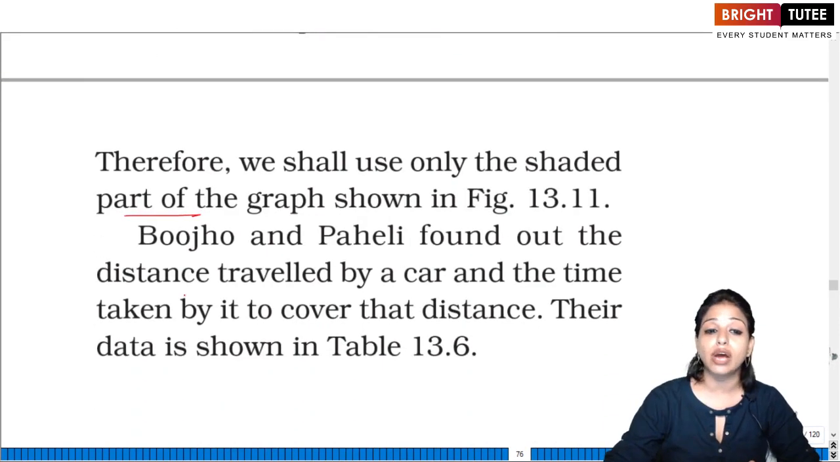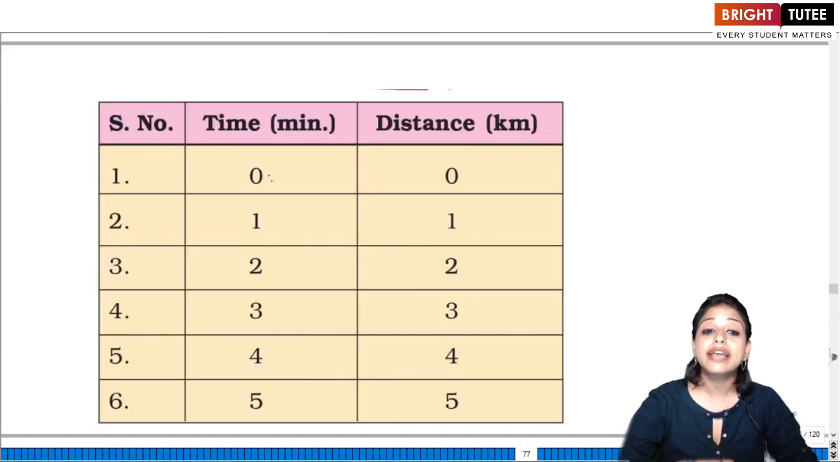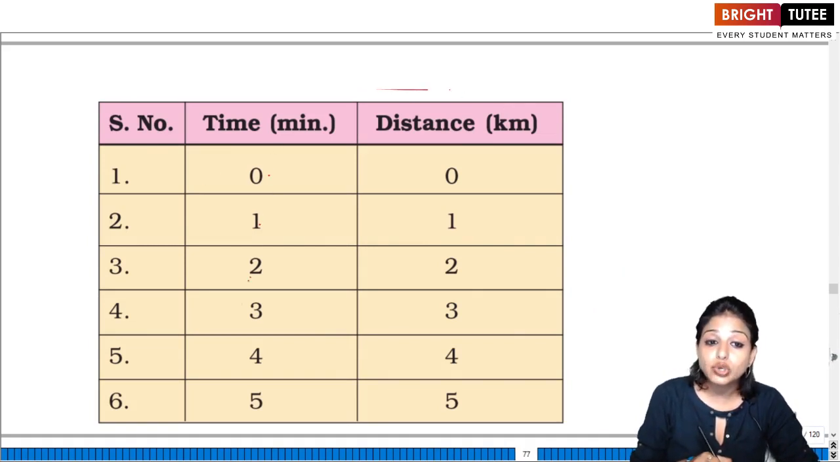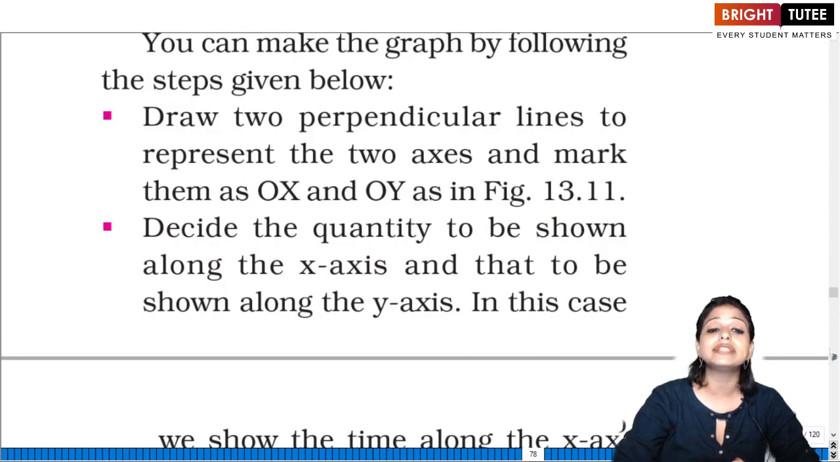Now, Boojho and Paheli found out that for the distance traveled by a car and the time taken by it to cover the distance, we can plot the data on the graph. So where is the table we are having? There is a table which Boojho and Paheli got for the motion of a car, which is moving for 0 minutes, 1 minute, 2 minutes, 3 minutes, 4 minutes, 5 minutes, covering 0 kilometers, 1 kilometer, 2, 3, 4, 5 respectively. So this is the data we have for the motion of a car. Let's start putting this on the graph. Can we make a graph of this? Definitely we can. We just have to follow the following steps.